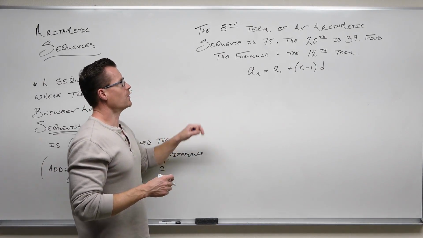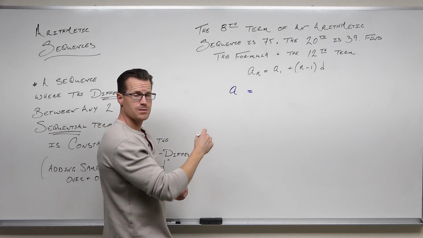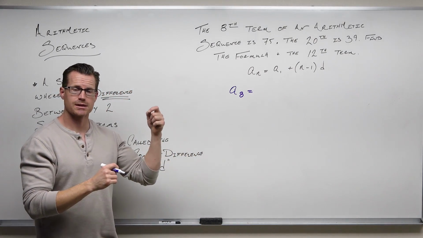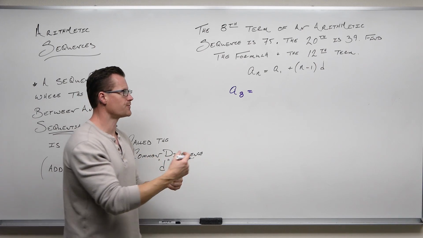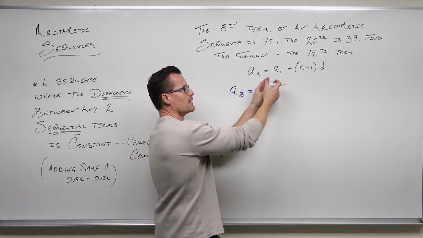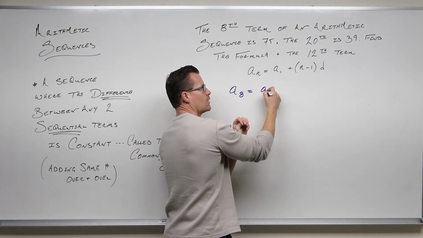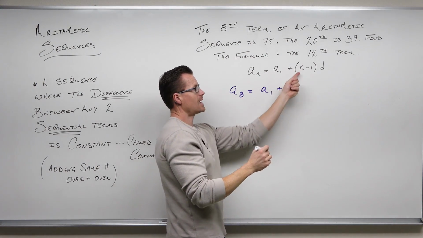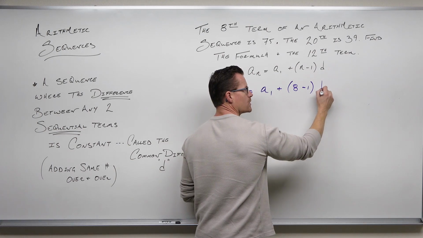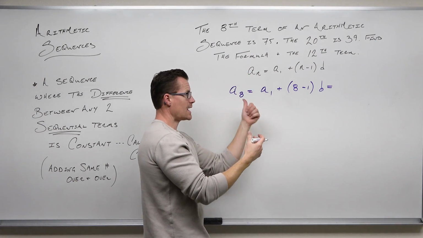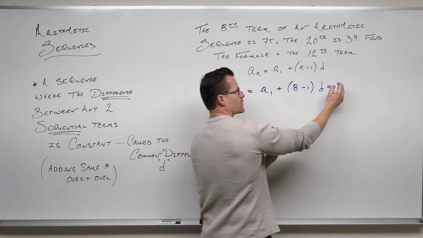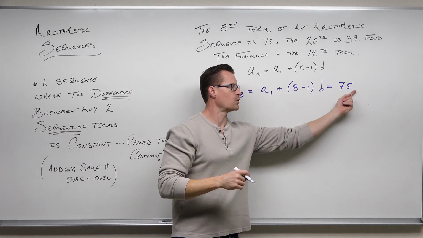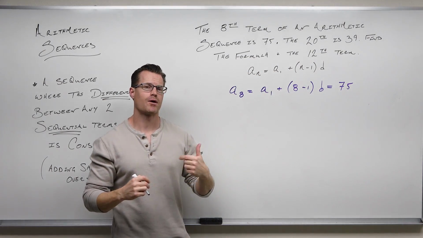So here's what we know. We know that the 8th term, that's a sub 8, is 75. Well, let's do 2 things with that. Let's fill out as much of this as we can. Now, we don't know the first term, but we do know that n is 8. And we don't know d, but we do know that this represents the 8th term, and it's 75. This is one equation with 2 unknowns that represents half of our system.